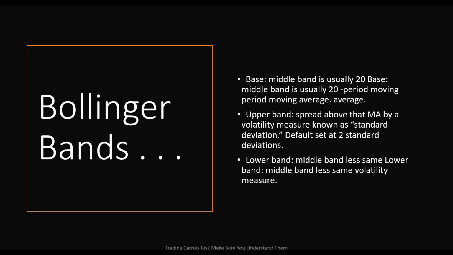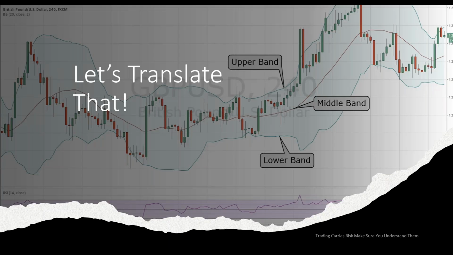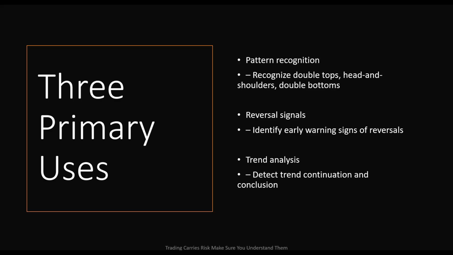So Bollinger Bands are based on the middle band, an upper band, and a lower band. That's it. So let's translate that all into action. Now, Bollinger Bands serves three primary uses. We have pattern recognition, and for Bollinger Bands, it's simply like double tops or double bottoms, what we call a W and an M formation. It also gives us reversal signals that identify early warning signs of reversals, and it gives us trend analysis. It helps us see whether the trend is continuing or concluding.